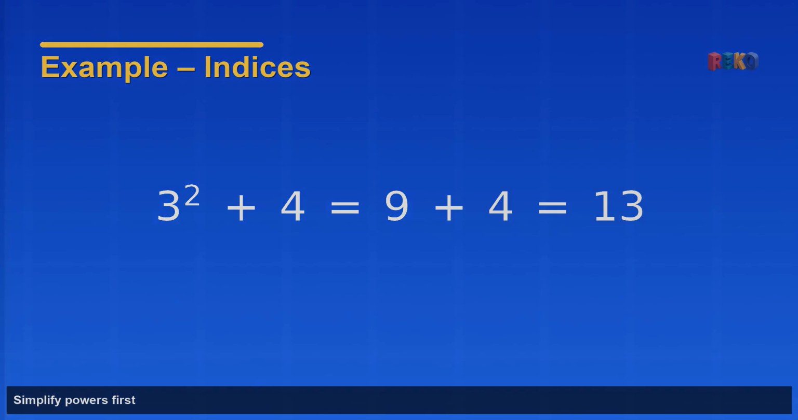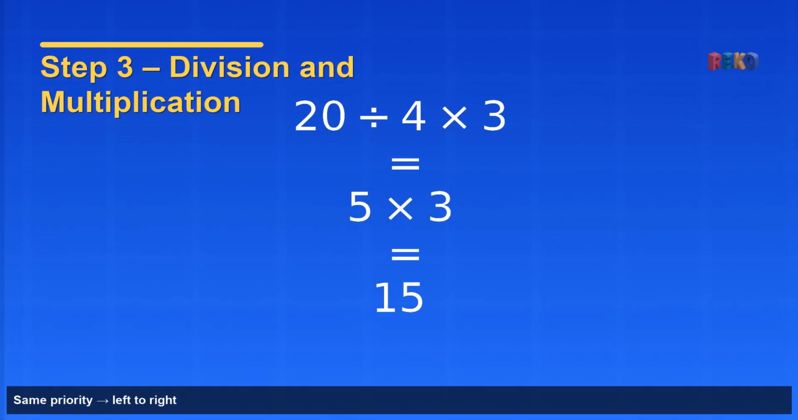Indices come before addition. Division and multiplication have exactly the same priority. You don't do division first or multiplication first. Instead, you simply move from left to right. For example, 20 divided by 4 equals 5, and then 5 times 3 equals 15. If you swap the order, you'd get a completely different answer. So always work left to right for these two operations.